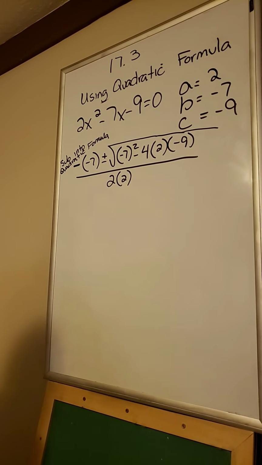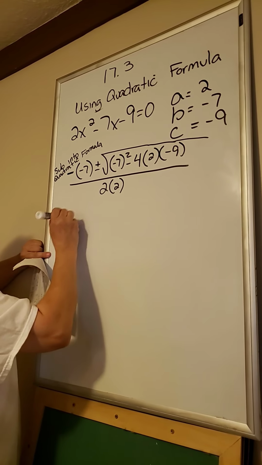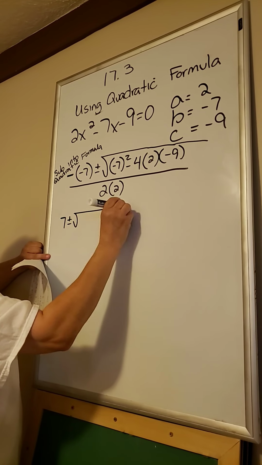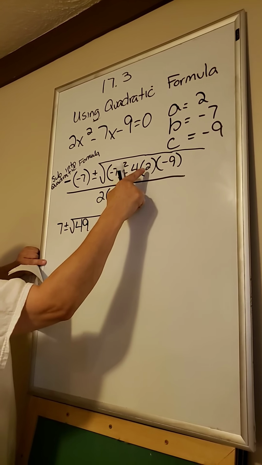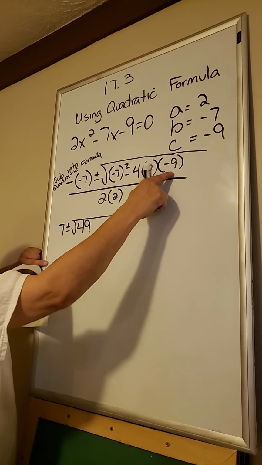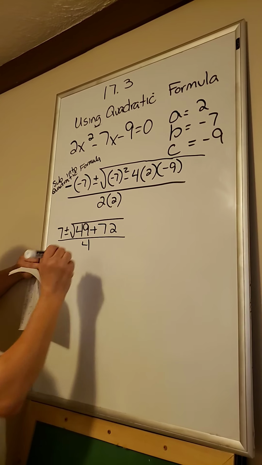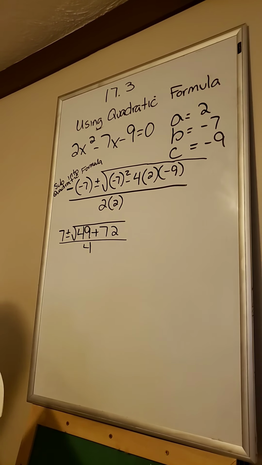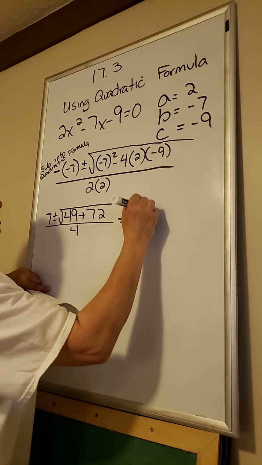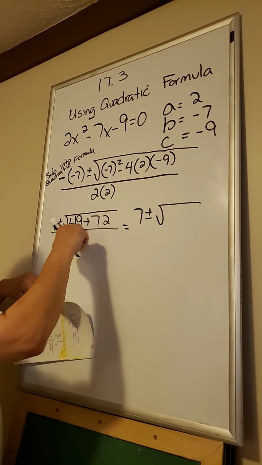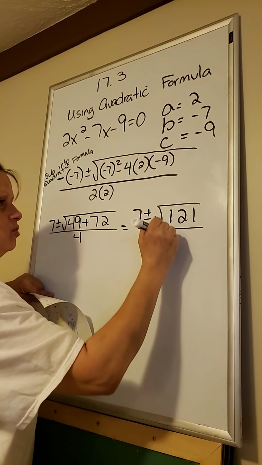Okay, so let's go ahead and start simplifying. Negative times negative 7 is going to give me a positive 7, plus or minus radical, negative 7 squared, 49. Negative 4 times 2 is negative 8. Negative 8 times negative 9 is positive 72. Over 2 times 2 is 4. Okay, so let's add what's inside, because we have to do our grouping symbols first. So we've got 49 and 72, which gives us 121 over 4.